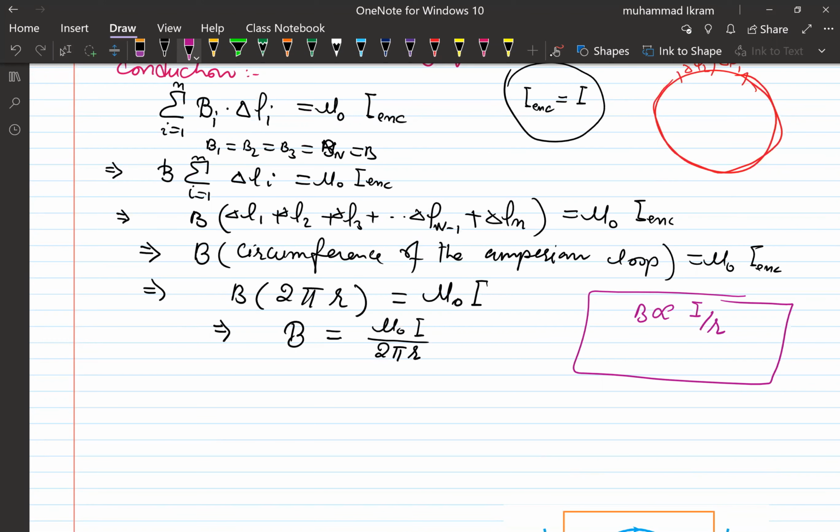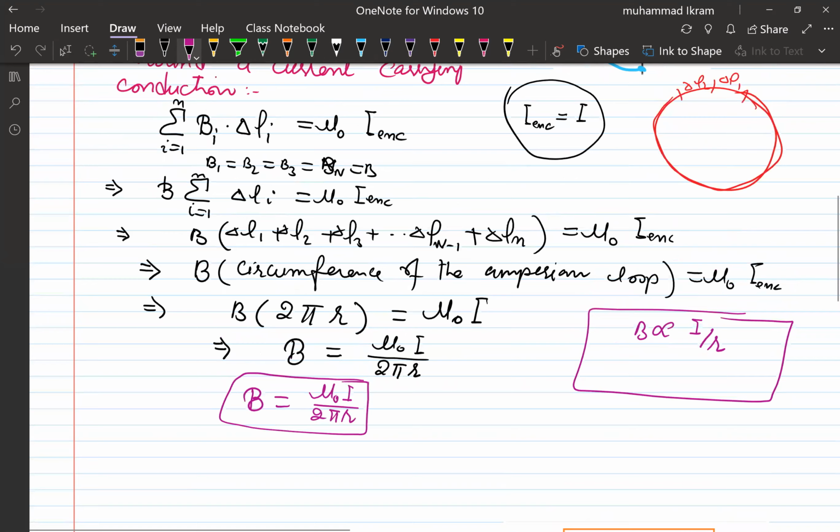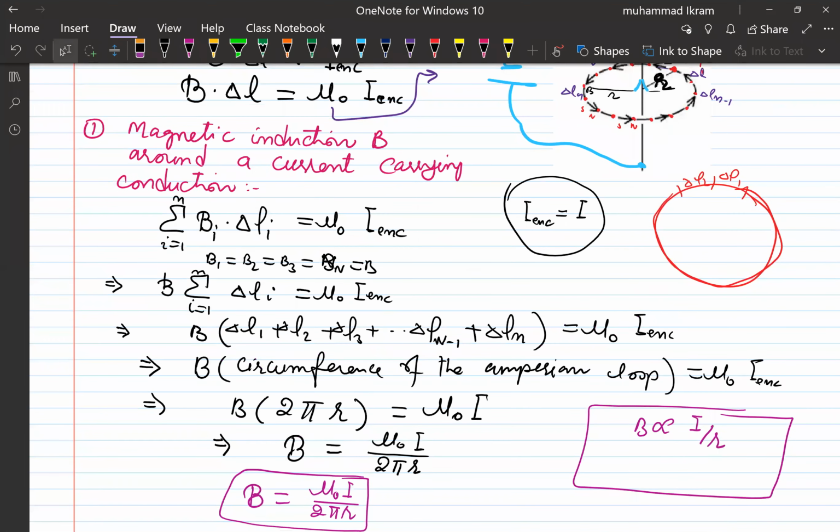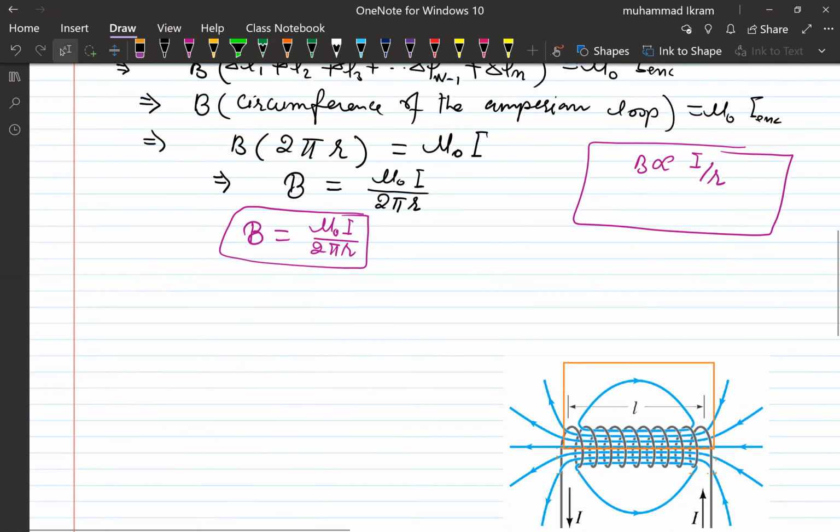So this is now a general equation which we will be using to calculate the magnetic induction B around any current carrying conductor. For example, you can use this equation to calculate the magnetic field around any current carrying wire, for example in your home for the electric supply line, right? So this is how we can use the Ampere law to calculate the magnetic field induction.